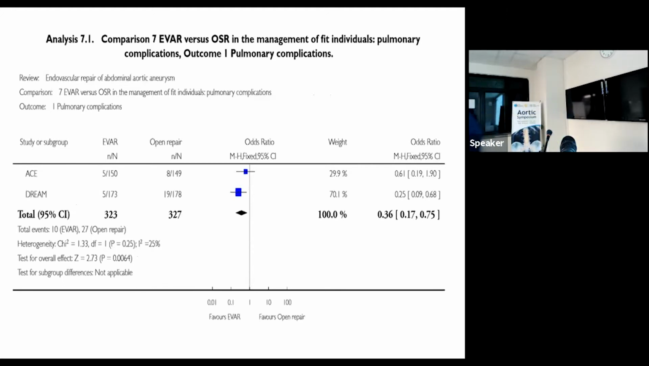They looked at a number of different analyses, but one thing that was quite significant was that for pulmonary complications, EVAR came out on top. There were less pulmonary complications. So patients who were really sick with really bad COPD, pulmonary fibrosis, EVAR may be a better idea if it's possible.